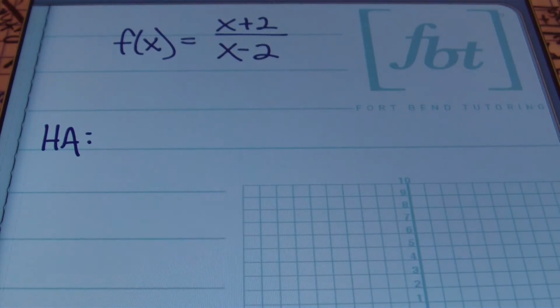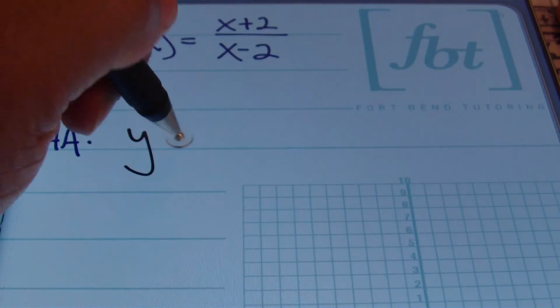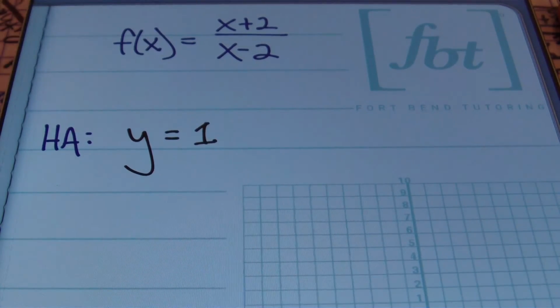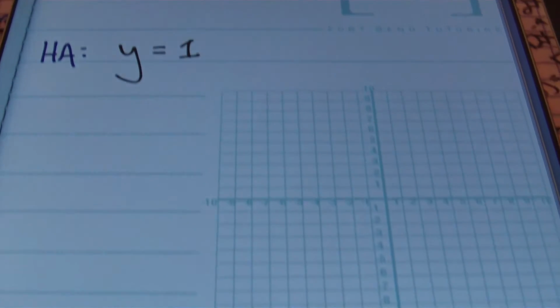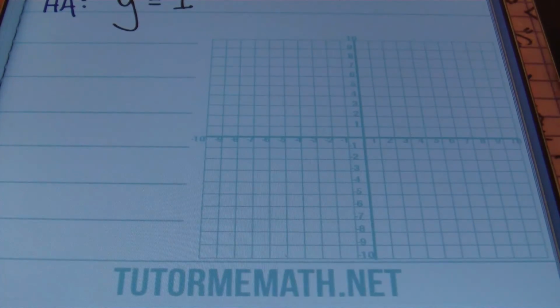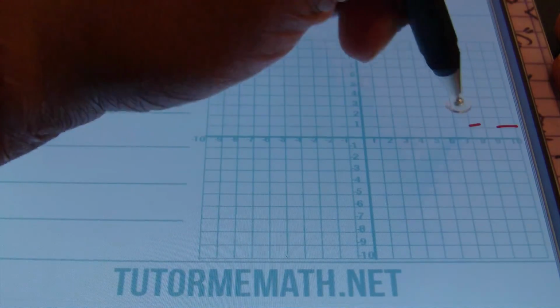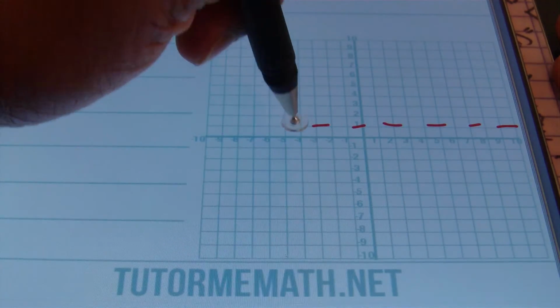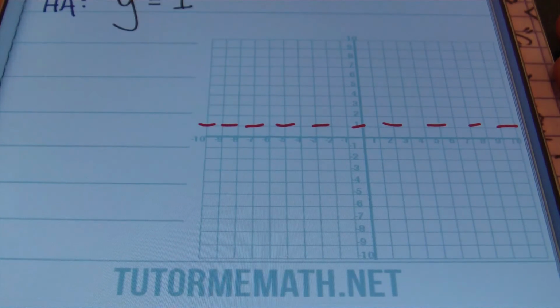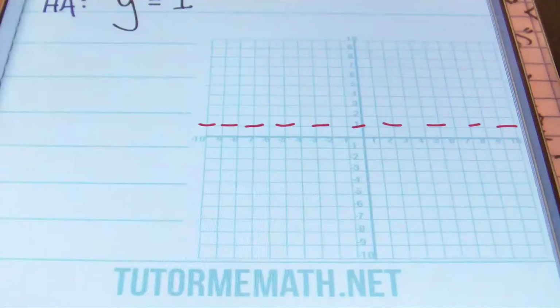So once again, we have your original equation, and our horizontal asymptote we found is y equals 1, and we're going to graph that on our Cartesian plane. Alrighty, so we have a dashed line going right through the line y equals 1. All right, just like that. That's your horizontal asymptote for this equation. That's it. All right, moving on to our next problem.